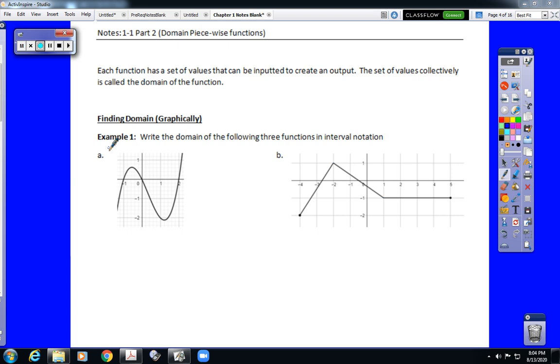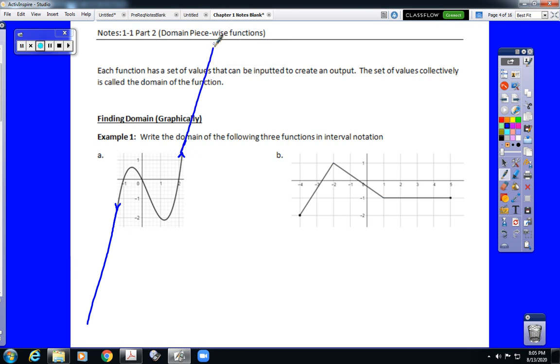So each function that we look at has a set of values that can be inputted to create the output. This set of values we know as the domain. So if we look at this graph and we're trying to figure out the domain of this graph, first of all, this graph has been truncated, but both endpoints are going off forever, both vertically and horizontally. So this piece is going to continue down and out forever. This piece is going to continue up and out forever.